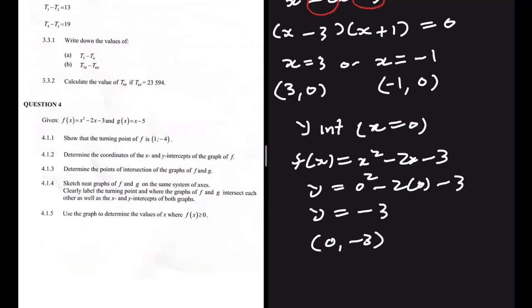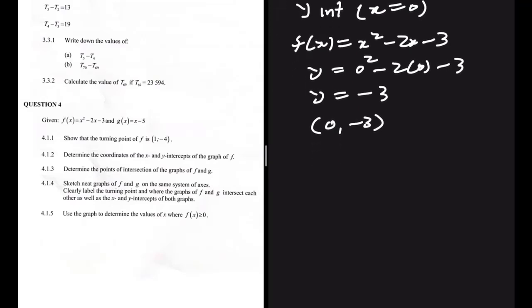We can go ahead and do 4.1.3. So for 4.1.3, determine the points of intersection of the graphs of f and g.